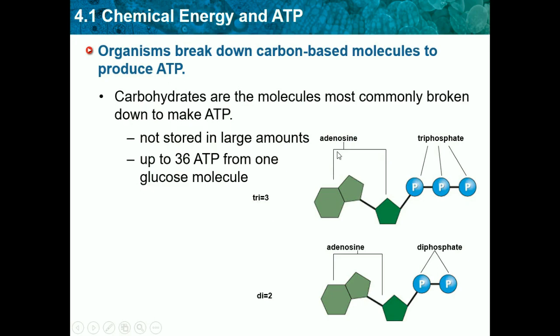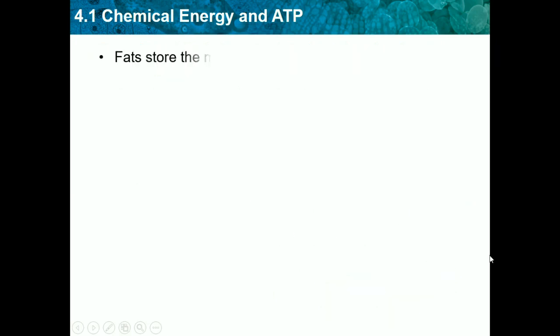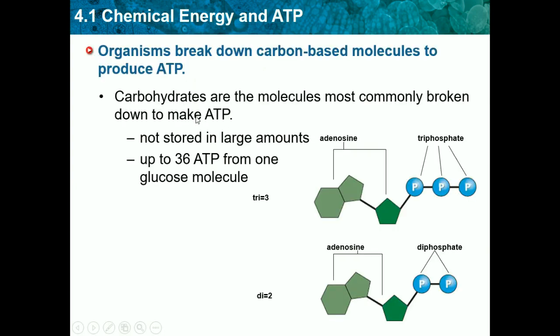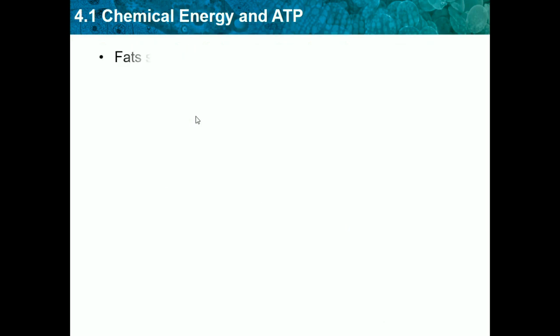This is just showing ATP, and this is ADP. It's just showing three phosphates and two. Fats store the most energy, and if we think back, what are fats? They're lipids. About 80% of the energy in your body is stored as fat, so it stays for a long time. We get about 146 ATP from a triglyceride, which is a type of fat, but we don't really need to know this number. Just remember the other number, which was 36 ATP from one glucose molecule.